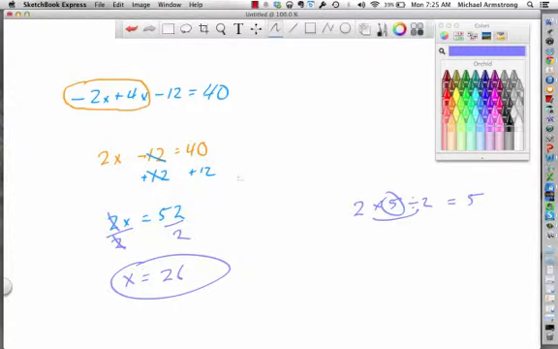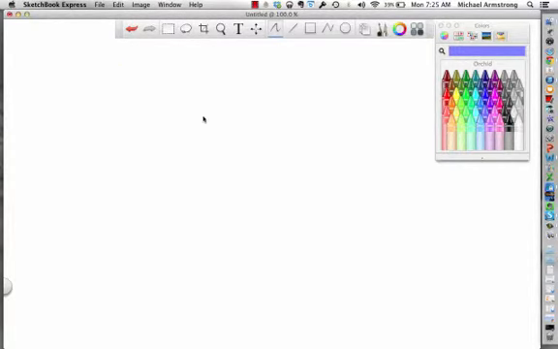So x is 26. And if you were to put that back in up here, negative 2x would be negative 52. And plus, that's going to get complicated because the numbers are so big. We'll try that on another one.